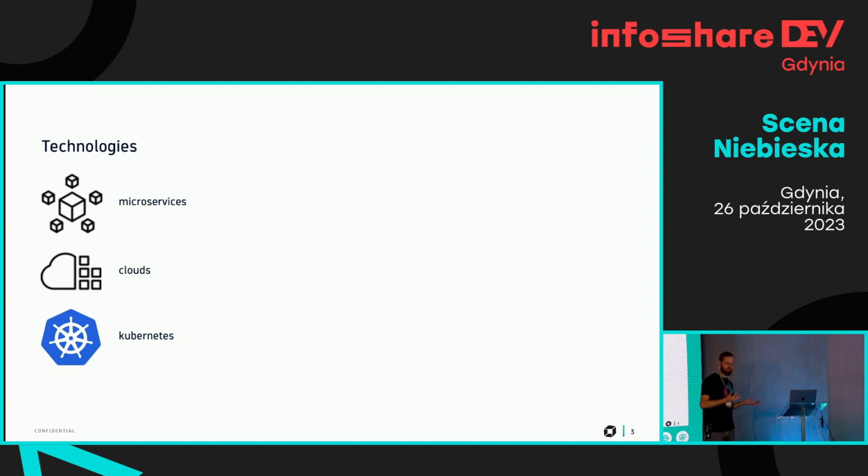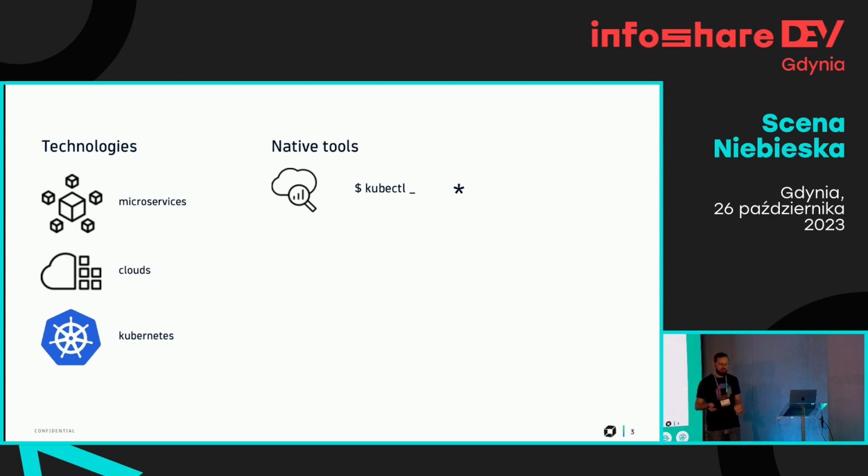Many monoliths had become microservices that were running in the clouds, spread around the globe in a serverless manner or on virtualized hosts, and later as containers in Kubernetes. So the landscape was different. The complexity of the systems was really getting higher and higher.